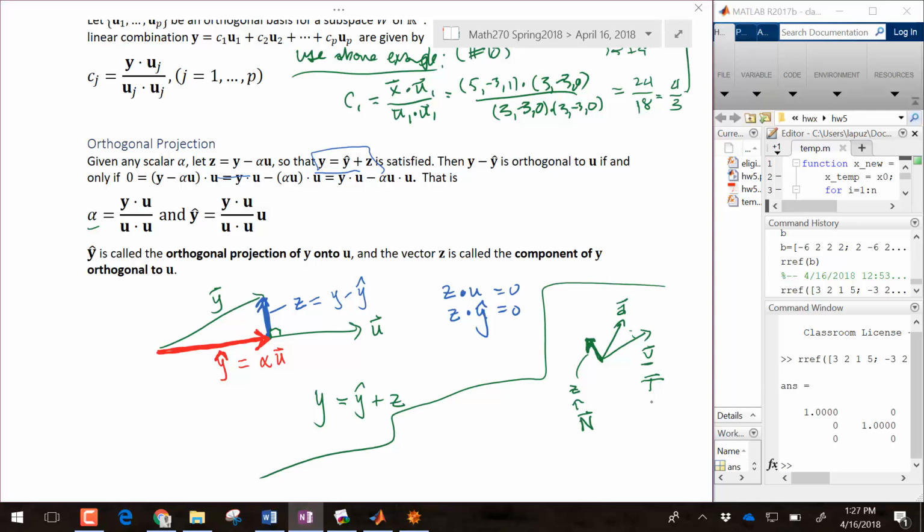And what we're going to do is do it with a third vector and a fourth vector if we're talking about R4 or higher.